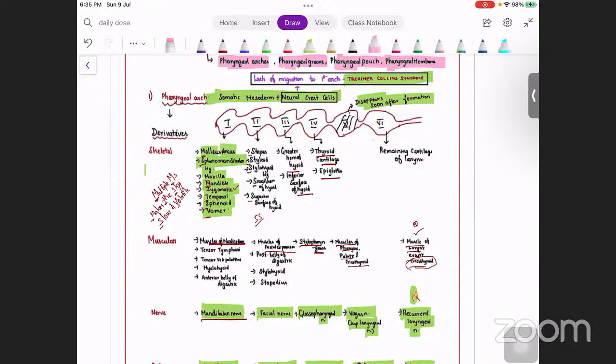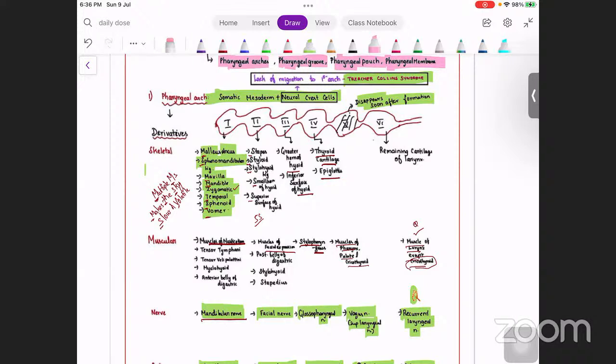Malleus, incus, sphenomandibular ligament, maxilla, mandible, zygomatic, temporal, sphenoid, and vomer bone. While pharyngeal arch 2 derivatives are 5 S's: stapes, styloid, stylohyoid ligament, small horn of hyoid, and superior surface of your hyoid. Apart from that, you have the remnant cartilage of your larynx coming from pharyngeal arch 6.